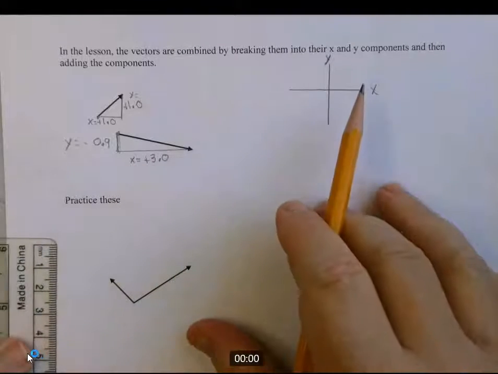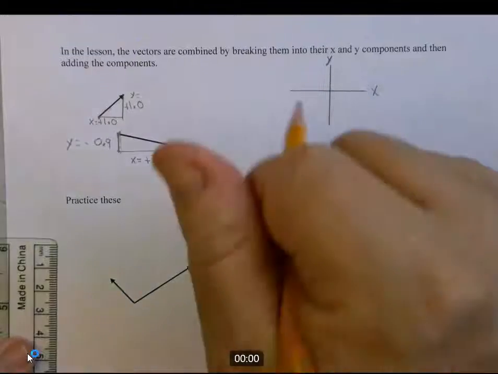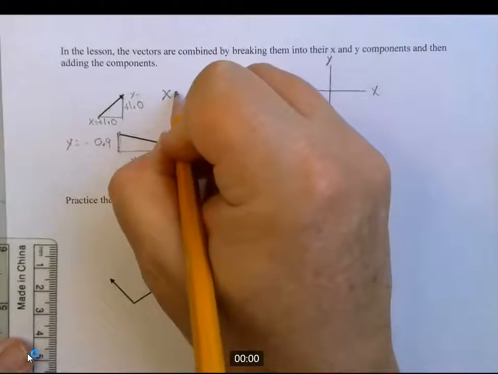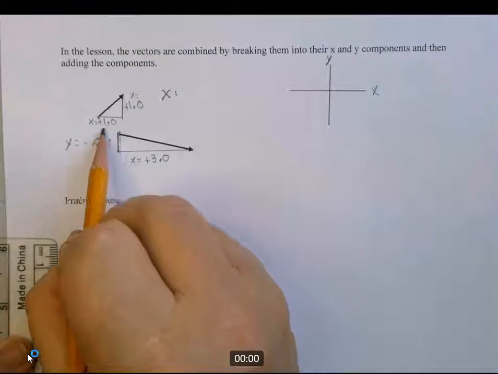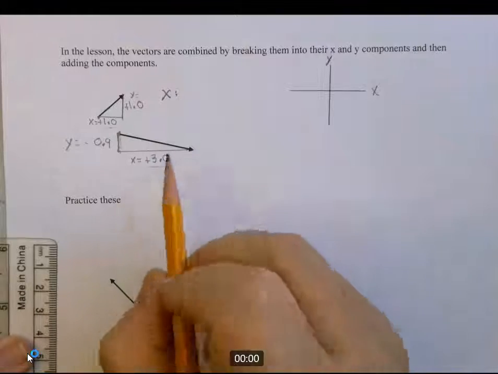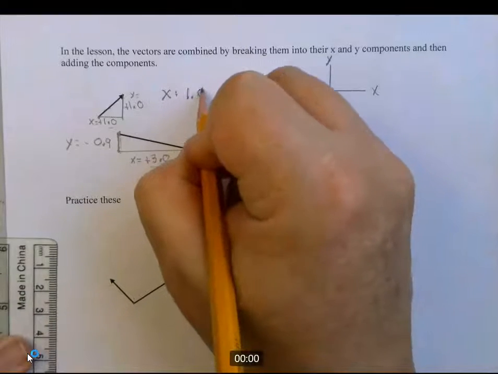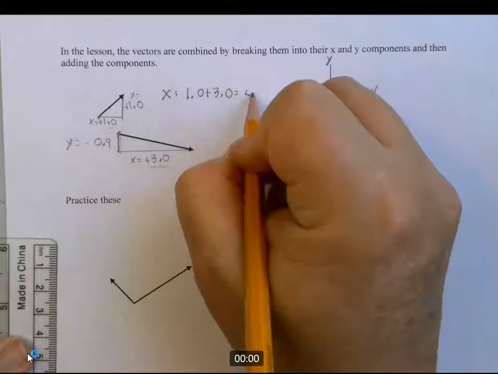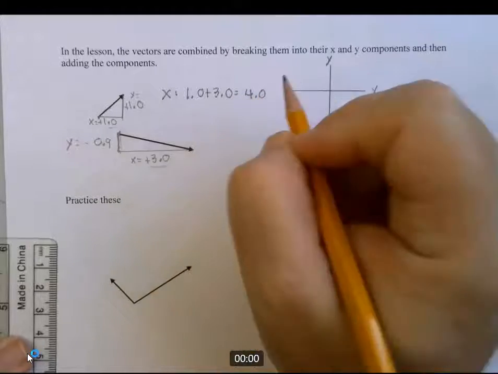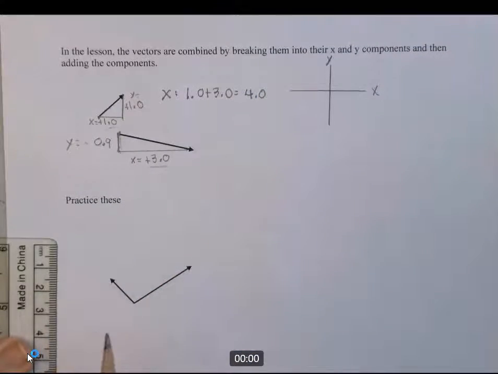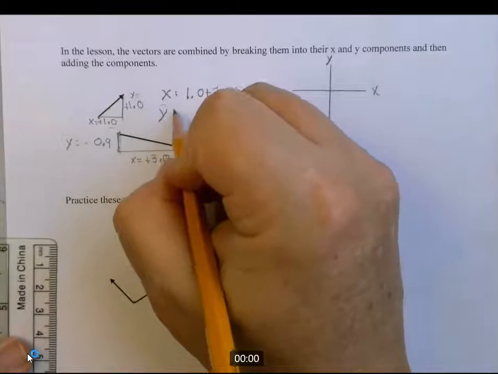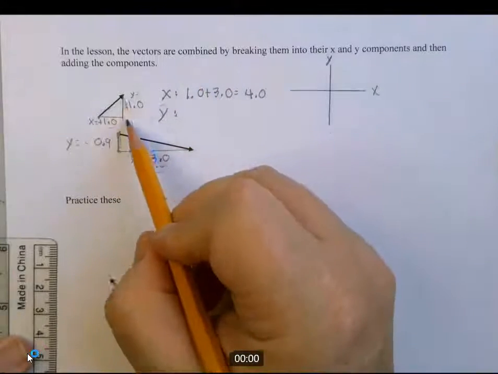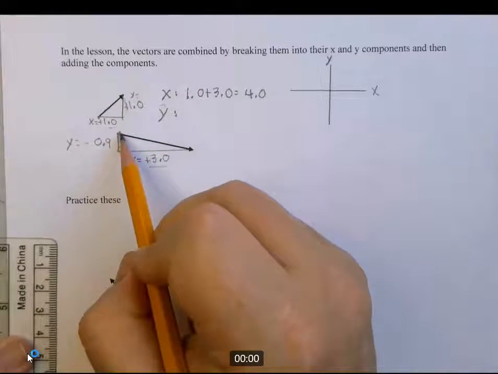So now what you can do is you can simply add them to get your resultant vector. So x is going to be 1.0 right here plus 3.0 right there, and that equals 4.0 centimeters. So I'm measuring everything now in centimeters. Y is going to be the 1.0 right here and the 0.9 here.